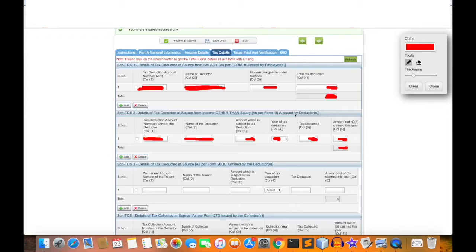Suppose we have invested in a bank FD. After maturity, they will credit the interest plus principal. That interest is taxable. For that interest, the bank would have deducted 10% TDS and paid it on our behalf to the Income Tax Department of India. So we need to claim this TDS while filing the income tax return.